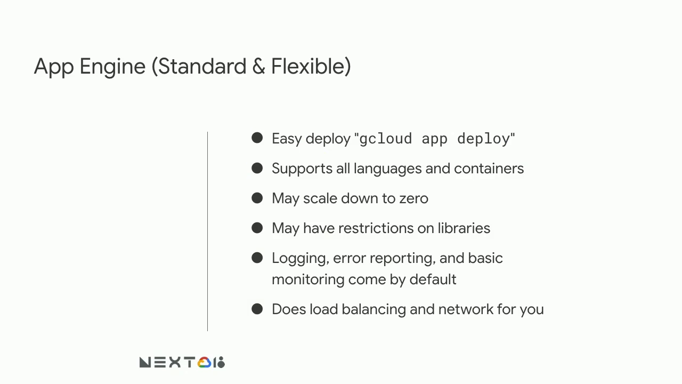App Engine, we have 2 flavors, standard and flexible. It's really easy to deploy. You type gcloud app deploy, and if it's one of the languages we know, we say, it looks like you're running blah. Would you like us to write a configuration file for that? It supports all languages in some form, and it supports anything you can run in a container on Flex. App Engine Standard scales down to 0, so anything that runs on App Engine Standard you can scale down to 0. But it has restrictions on what libraries you can use.